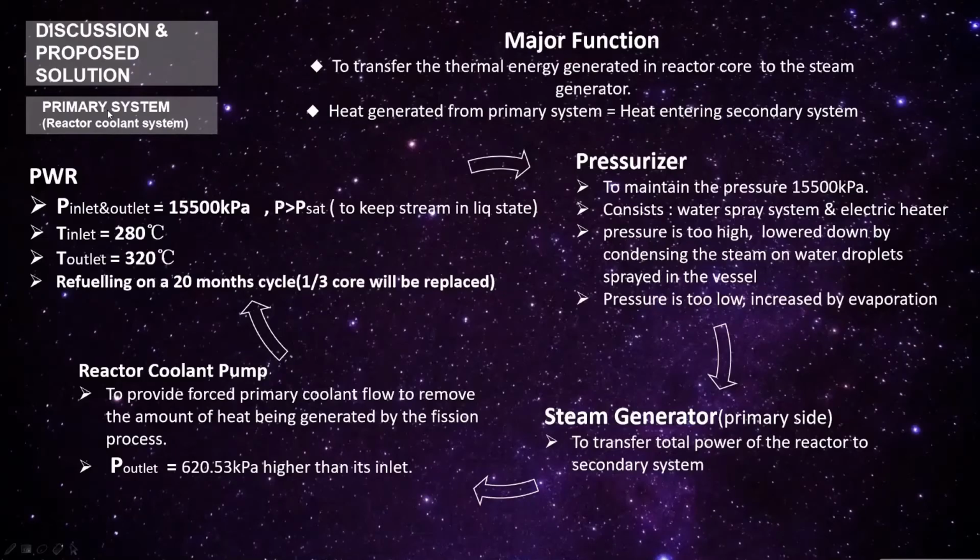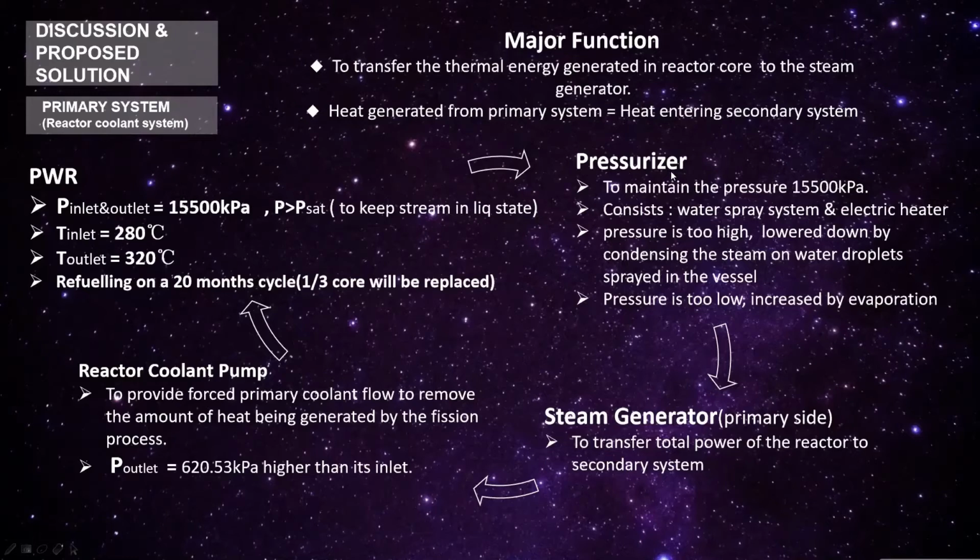The primary system also has a reactor coolant system, whose major function is to transfer the thermal energy generated in the reactor to the steam generator. Heat entering the secondary system equals the heat generated from the primary system. In a PWR, the pressure at the inlet and outlet has to remain high, higher than the saturation pressure at the inlet and outlet temperatures. This is to keep the water in a liquid state.